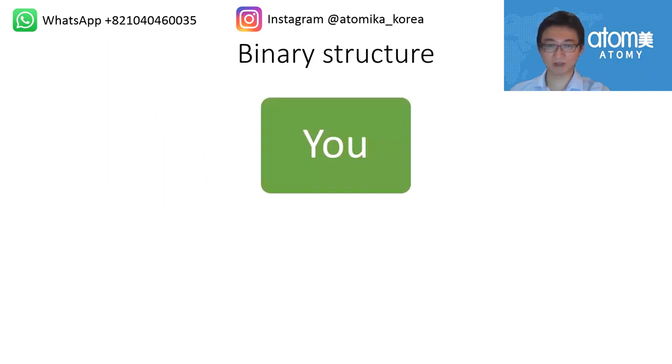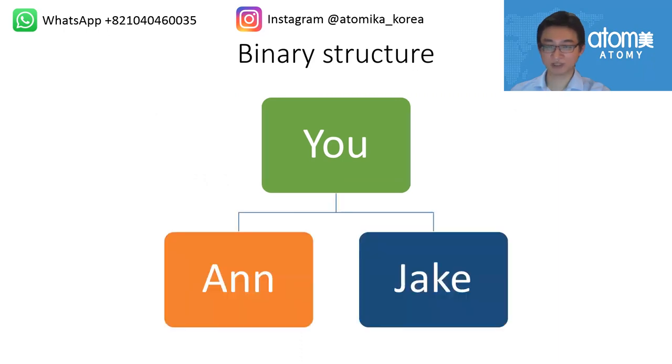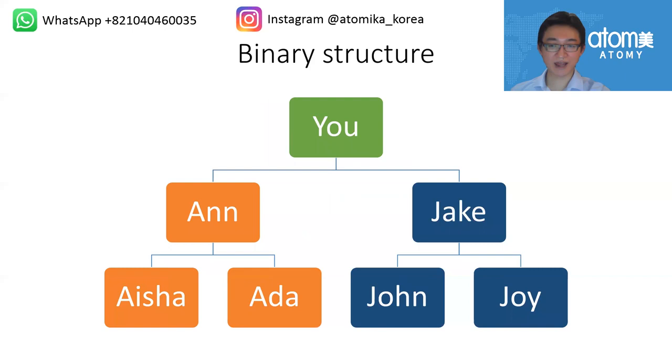So when you register in Atomy, you start like everybody else from ground zero. Everything starts with you. You're number one in your business. And underneath you directly, only two people can be registered. So let's say Anne and Jake. All other partners which you want to add to a structure must be registered underneath Anne and Jake, and etc.